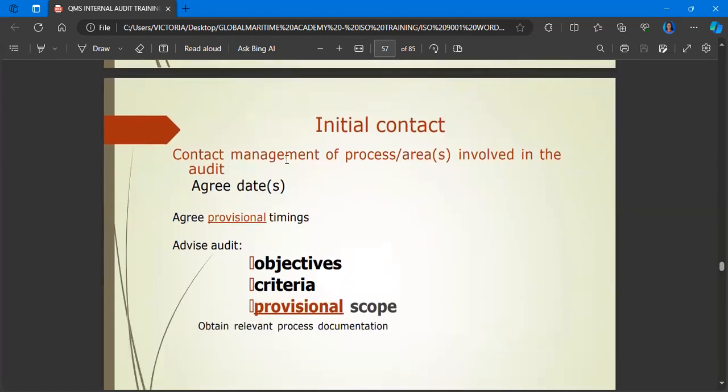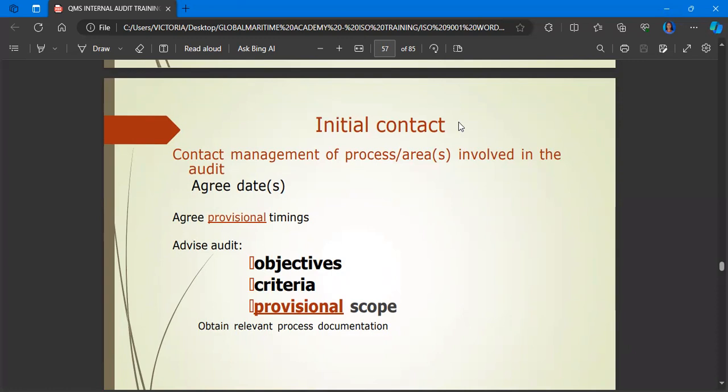Initial contact. You have to contact the management of that organization. If it is an internal audit, the audit team lead would have to prepare the audit plan and circulate it to all the concerned. The entire organization is supposed to be aware before the conduct of the audit. A management system audit is not conducted impromptu. It is planned.